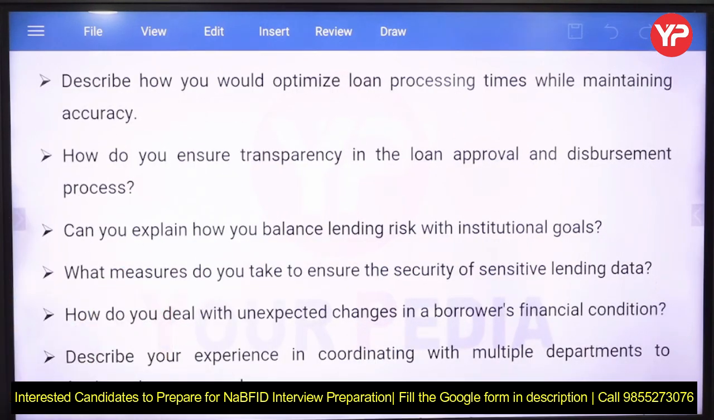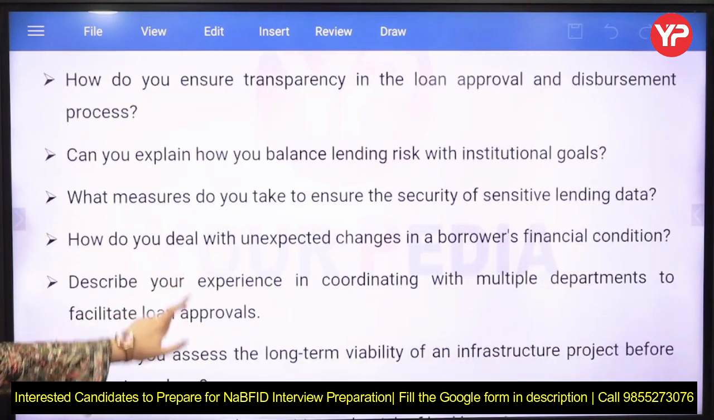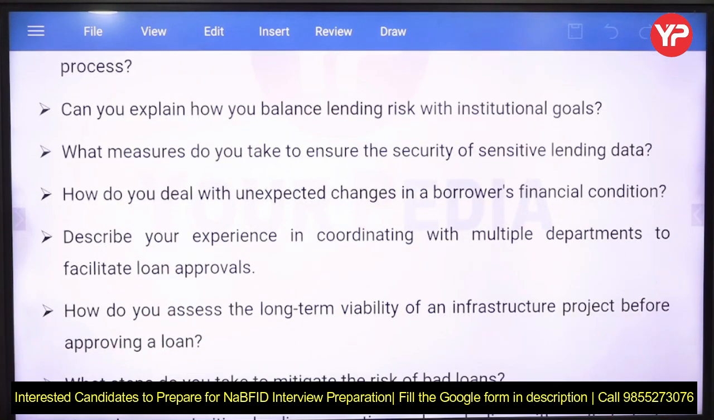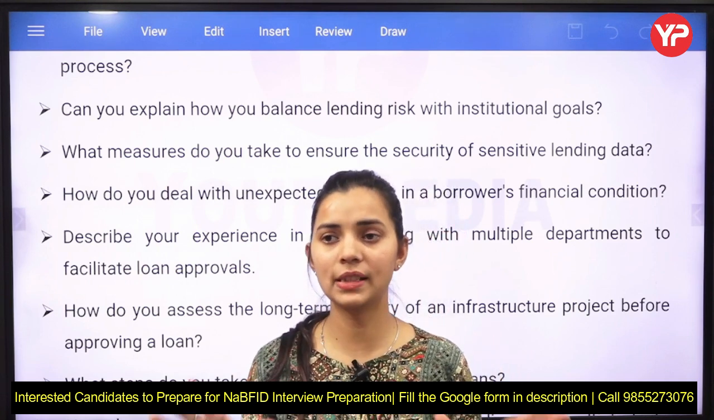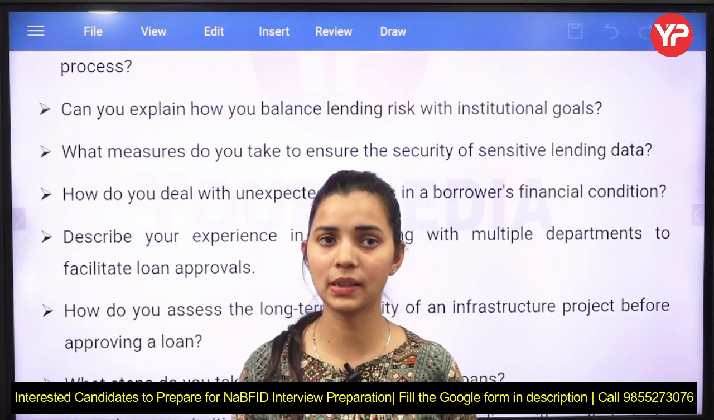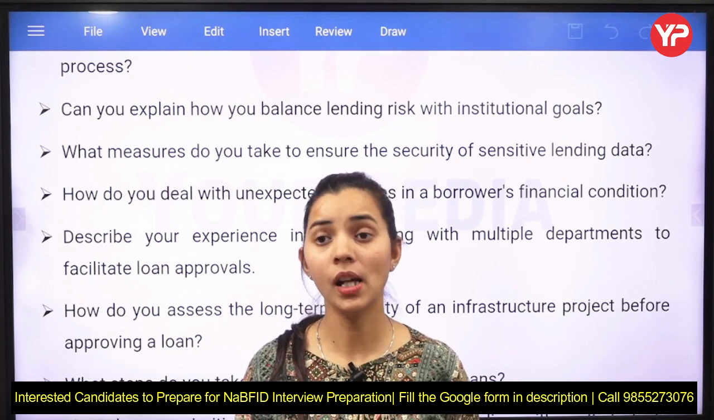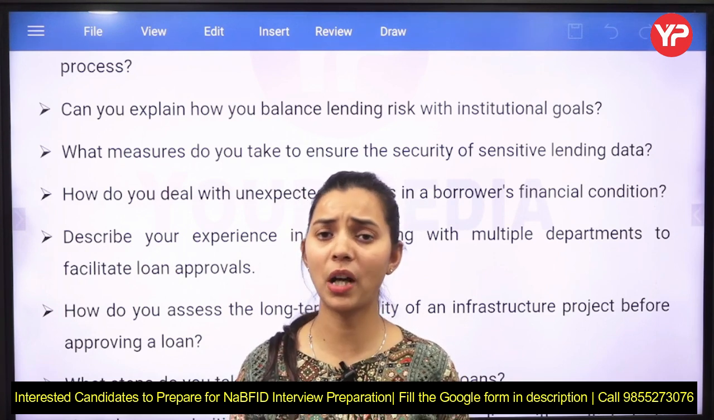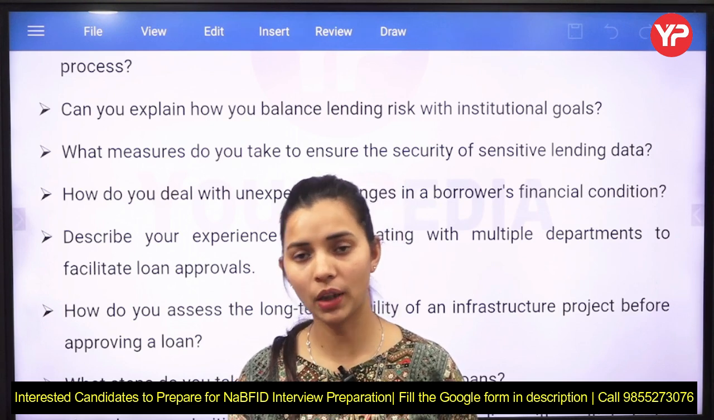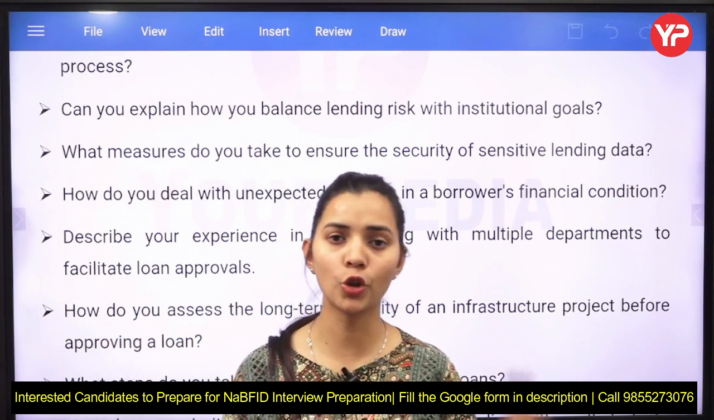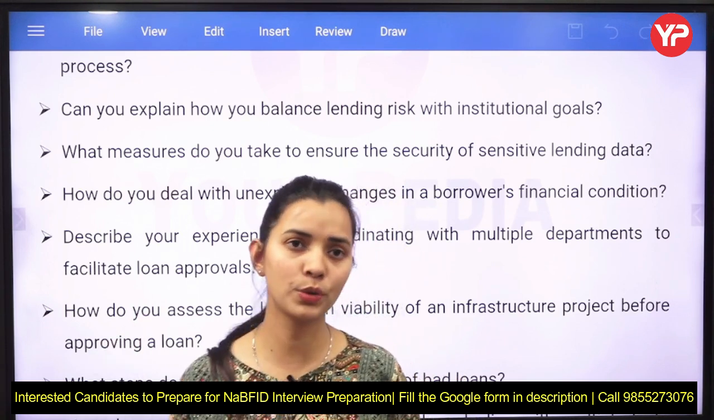How do you balance lending risk with institutional goals? How do you ensure the security of sensitive lending data when borrowers' financial conditions change unexpectedly? Describe your experience coordinating with multiple departments to facilitate loan approvals. You are handling the loan department and you are affiliated with different departments. How would you deal with them? How are you going to handle all these different departments in approving loans? You must be aware of that. You will give time, make a group, be a subordinate. How would you handle it?